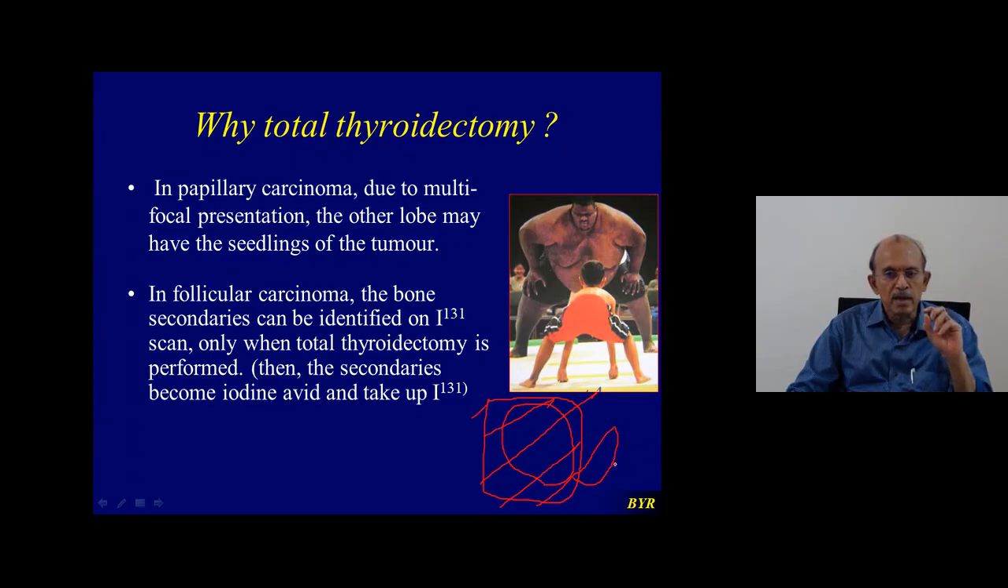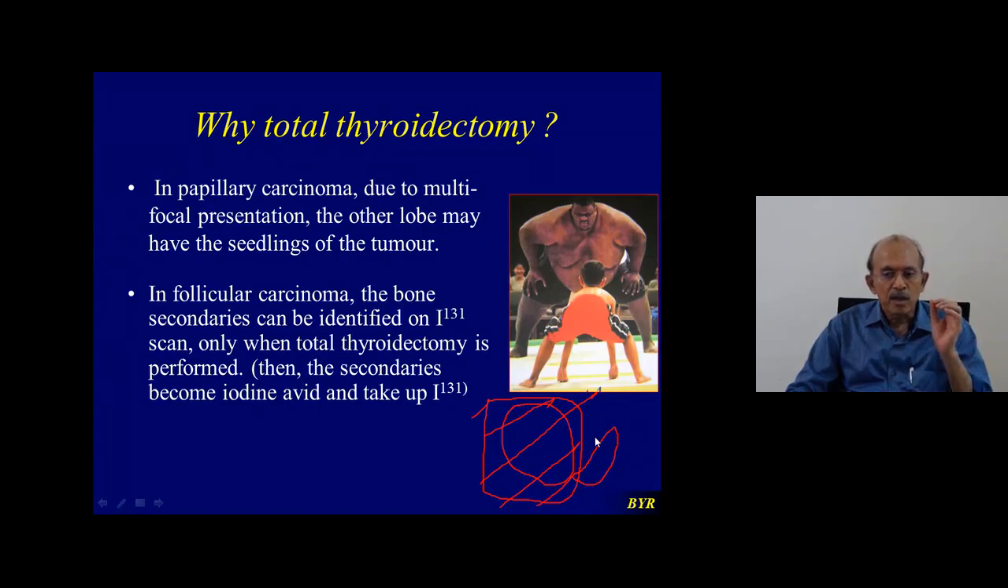Why do you want to do total thyroidectomy? The reason is you want to detect bone secondaries. How can bone secondaries be detected? By giving radioactive iodine. If you give radioactive iodine to this patient who underwent lobectomy, the other lobe is normal. Whatever radioactive iodine you give, that will be absorbed by this lobe. The secondaries are very small. They are not clinically palpable. You want to detect secondaries which are not clinically palpable.